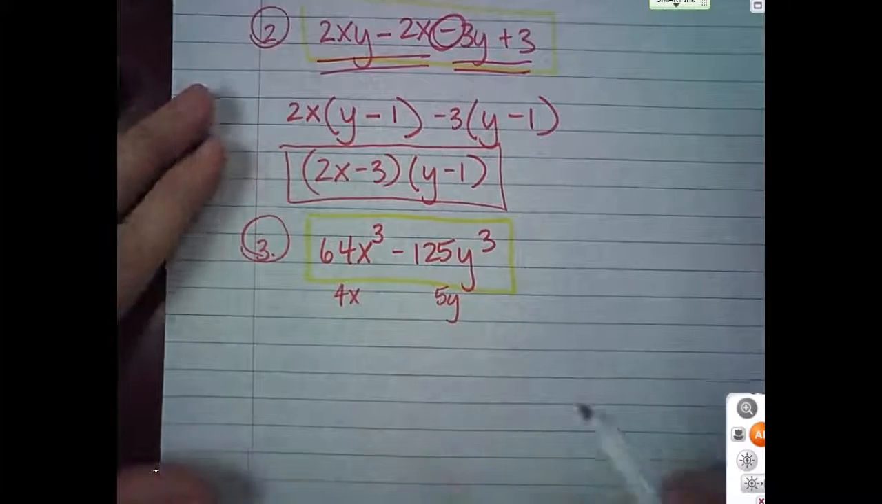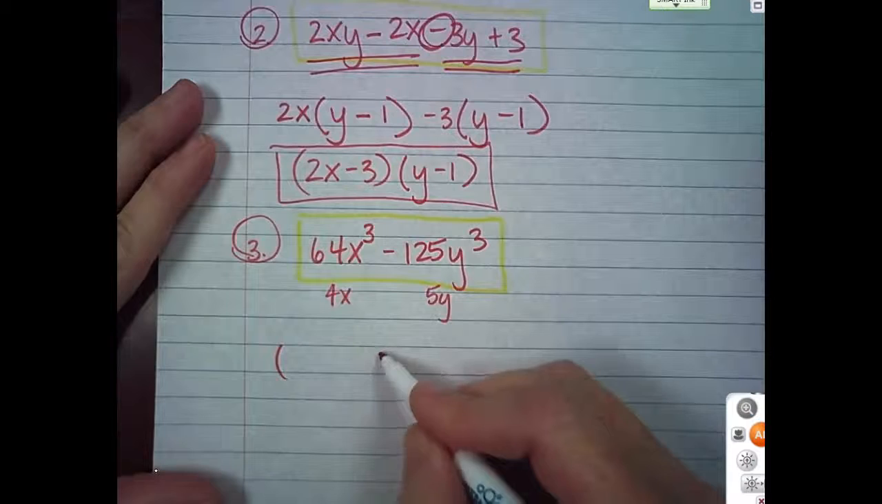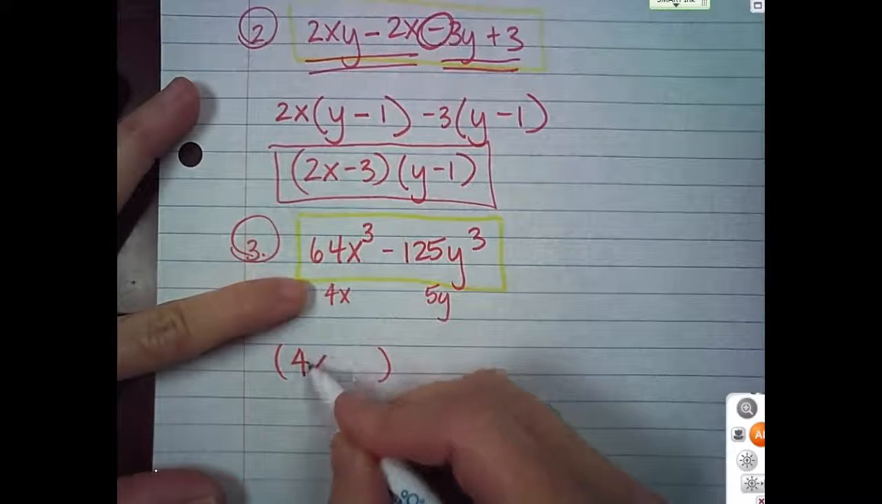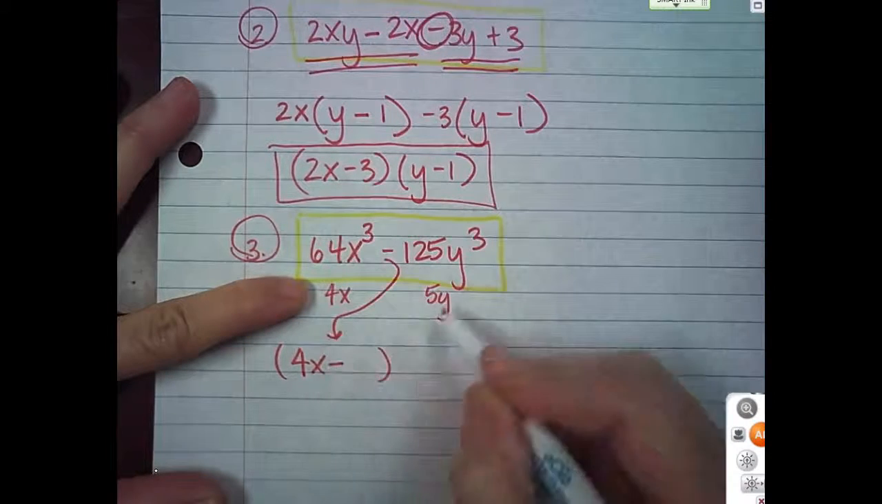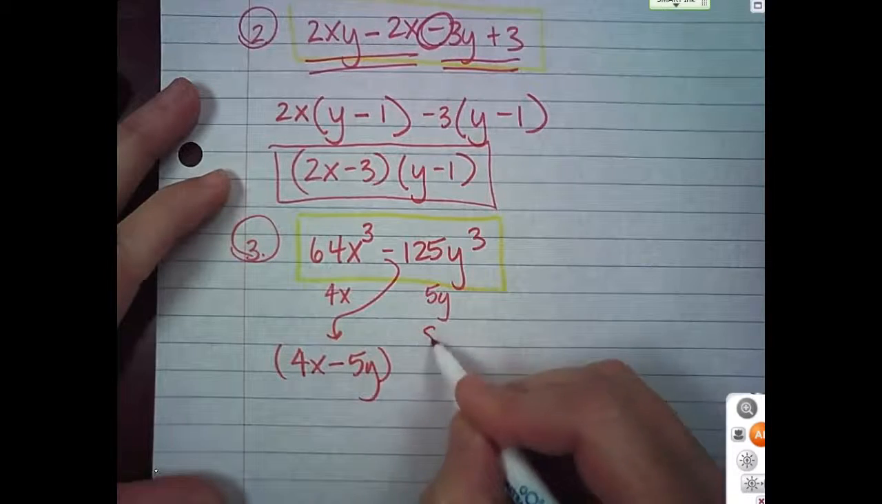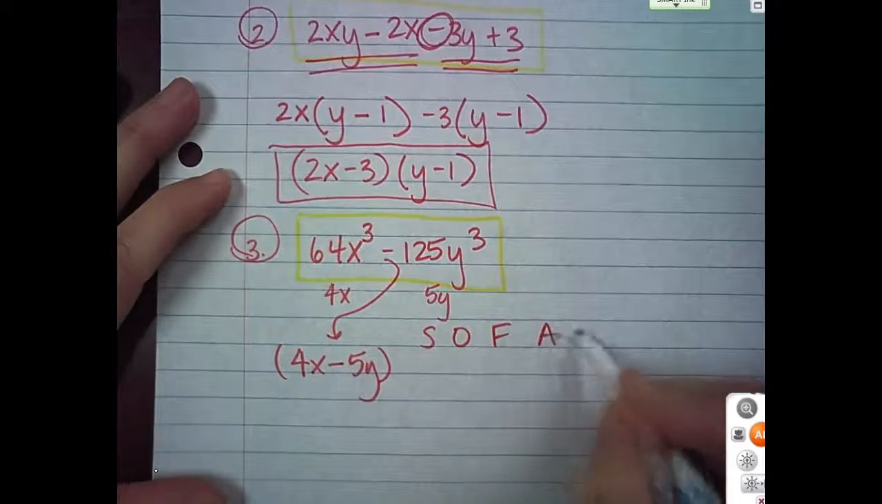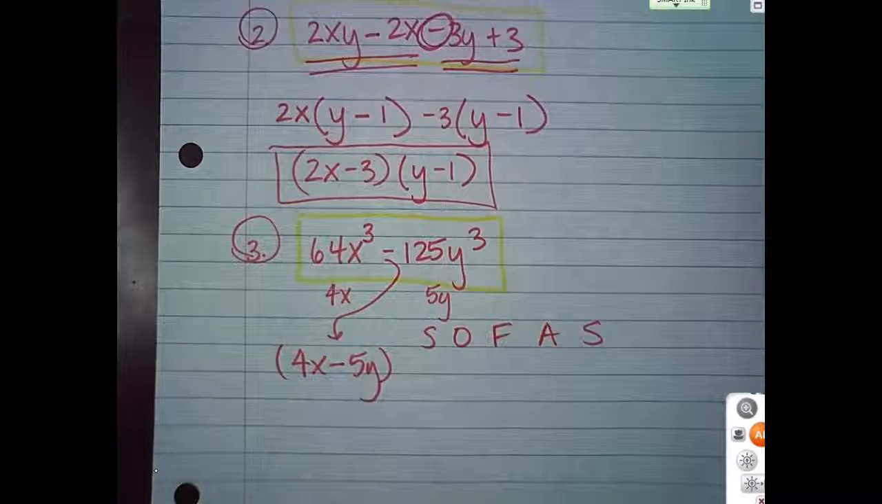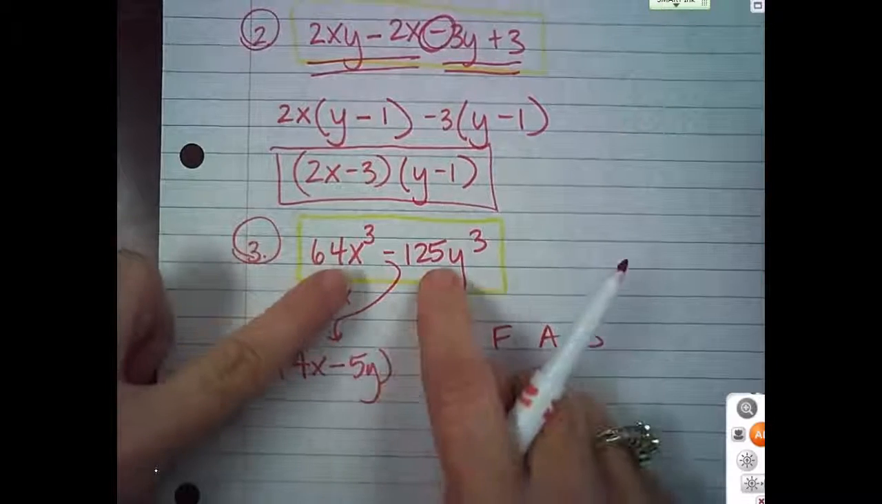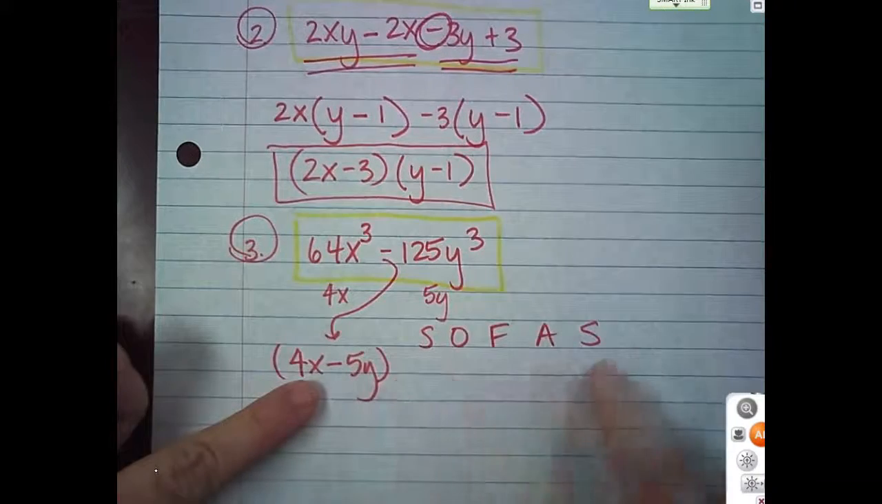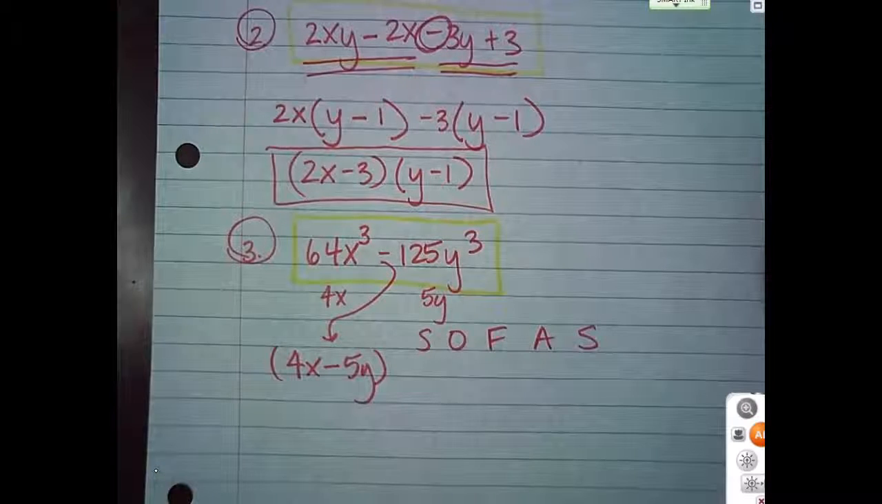Our little trick would be your binomial of 4x, if this is a minus, you stay minus, 5y, and then we use our little SOAPS to help us remember the trinomial. Because a difference of perfect cubes gives us a binomial and a trinomial. You try the trinomial now.